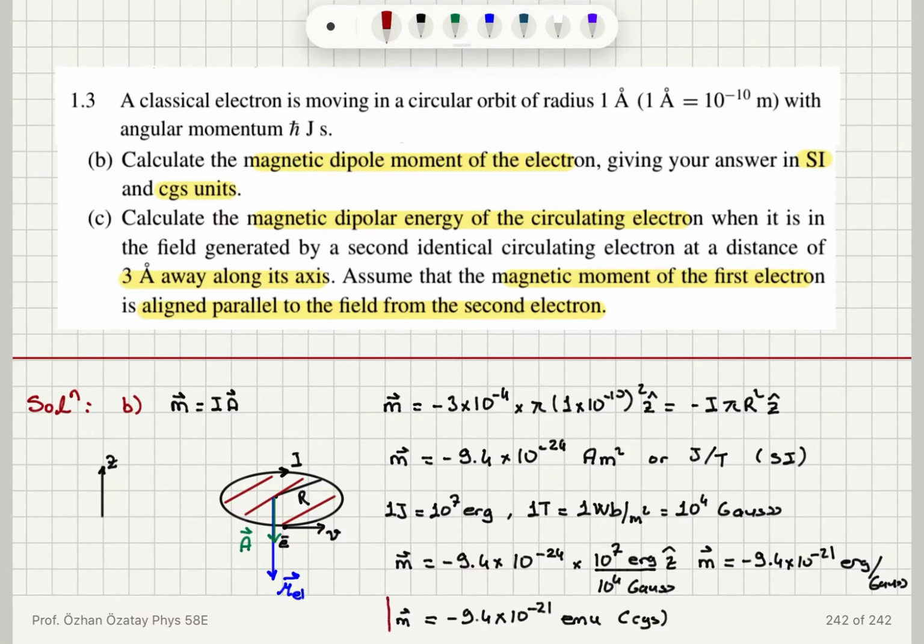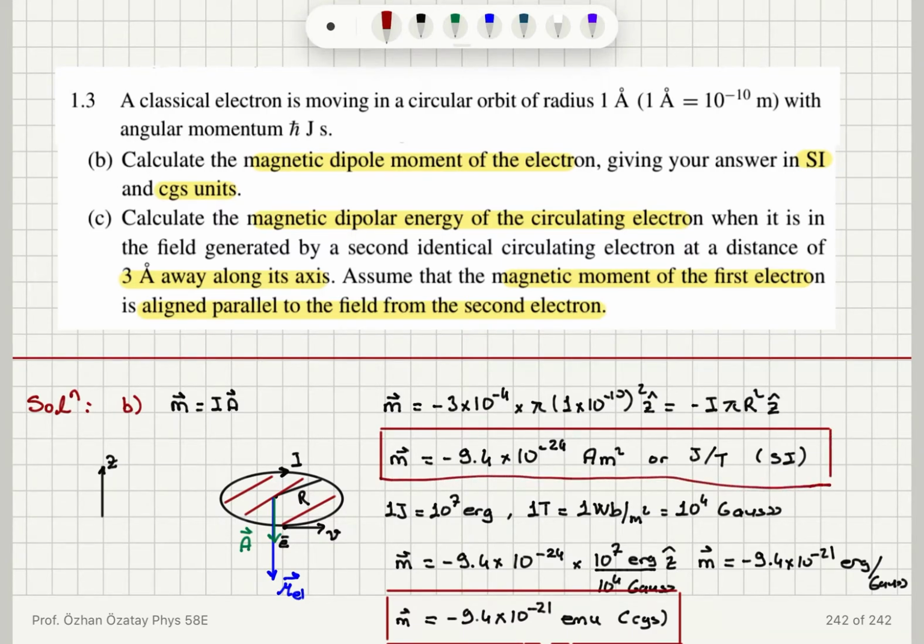So the magnetic dipole moment in the CGS system is minus 9.4 times 10 to minus 21, and in the SI system is minus 9.4 times 10 to minus 24 amps meter squared, or joules per Tesla. Now, how do we obtain the joules per Tesla? That will be clear in part C.